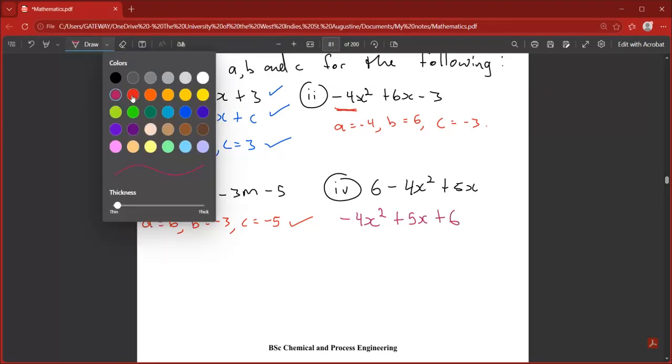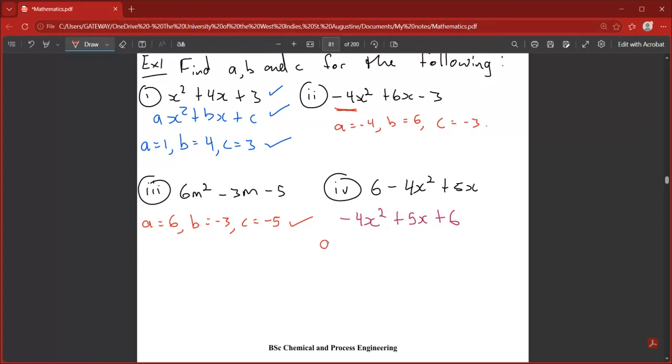So A is the number in front of x squared, which is negative 4. B is the number in front of x, which is 5. And C is equal to 6. Because remember, it is of the form ax squared plus bx plus c. So this was just identifying the constants a, b, and c. You understand this, right?